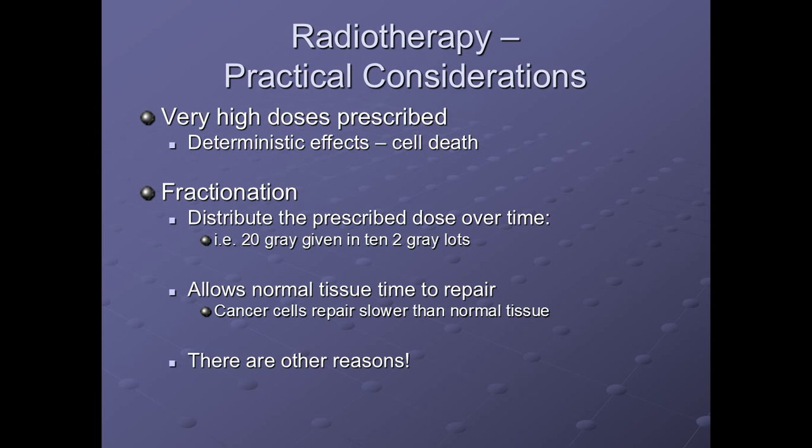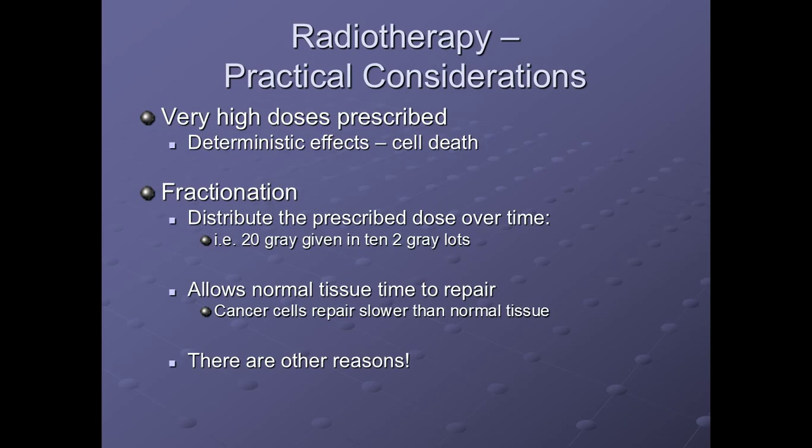So when considering radiotherapy, very, very high doses are prescribed, and this is when we move away from risk and we're actually looking at damage. So radiotherapy takes advantage of the deterministic effects and actually starts causing apoptosis within the tumour cells, causing those cells to die and eventually the tumour.